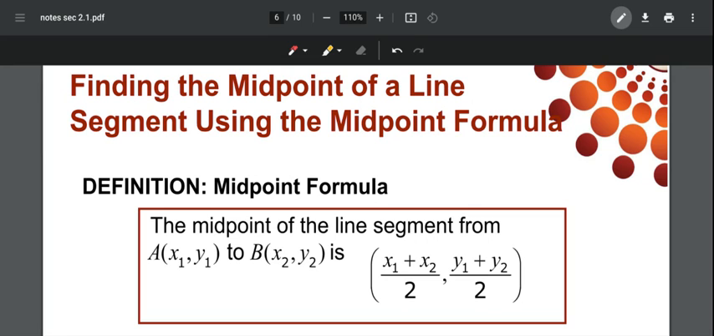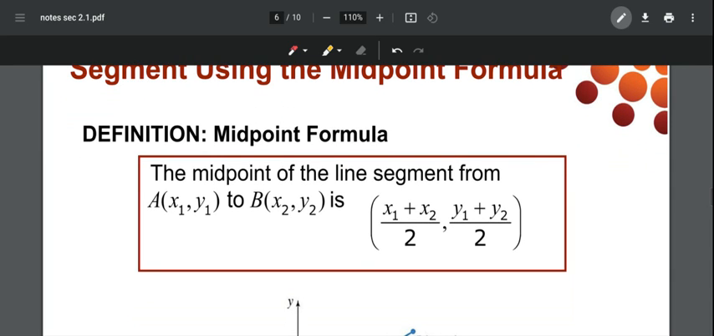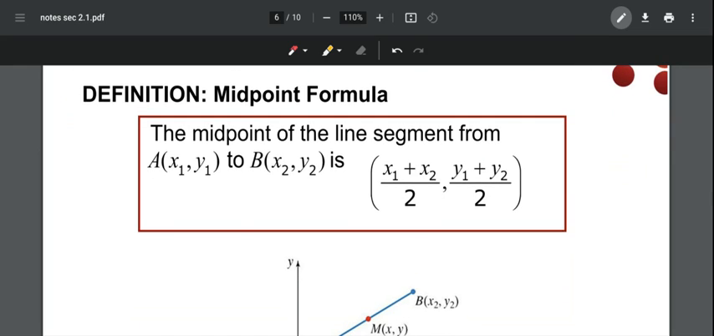Next part of section 2.1 is the midpoint formula. So the midpoint of a line segment is just a point in the middle. And here, this is the midpoint formula, which you guys should know. So we have two given points, A and B. We describe the coordinates of point A with index 1, so we have x1, y1, and the coordinates of point B with index 2, so that's x2, y2. To find the midpoint, technically what we're doing is taking the average of the x coordinates and the average of the y coordinates.